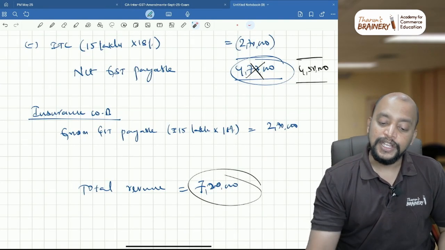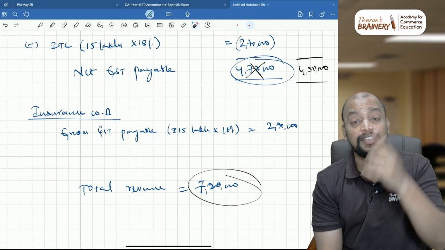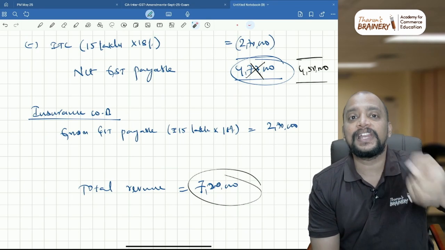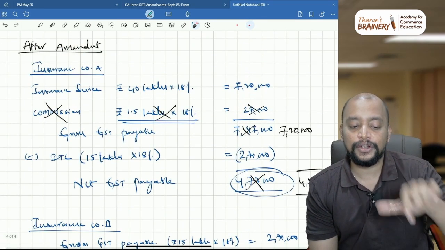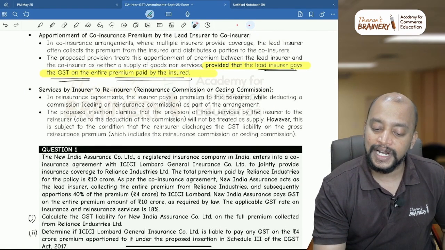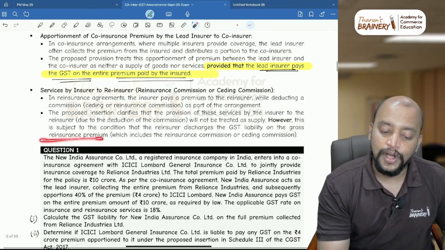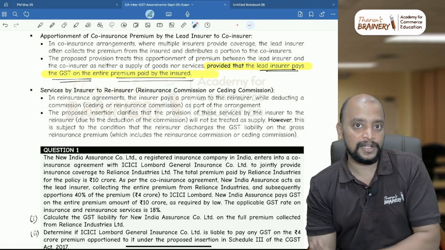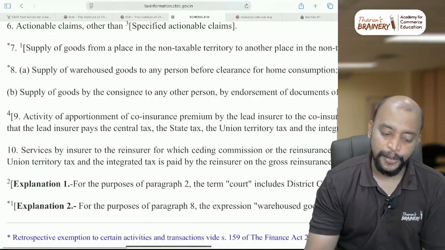Sir, what if insurance company B is not paying GST on 15 lakhs into 18%, but they took the ITC, like they have reduced it, means they paid GST only on the net amount. So 15 lakhs minus 1.5 lakhs, 13.5 lakhs. Then in that case, this particular exclusion from supply is not applicable to insurance company A. That is what is subject to the condition that the reinsurer discharges the GST liability on the gross reinsurance premium, which includes the reinsurance commission or ceding commission. Okay. Sir, is it given like that in the proviso? Yes. Read this.